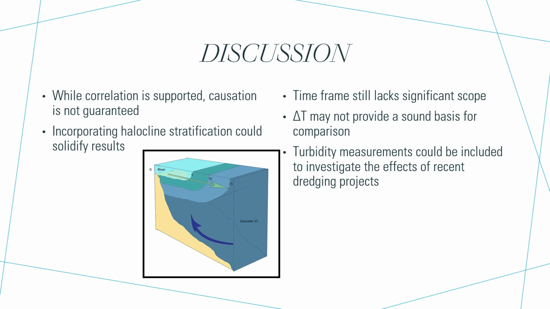The delta T analog for thermocline stratification may not be scientifically sound, which would invalidate these results. The halocline is another important facet to consider for support, and incorporating turbidity measurements could allow these results to be used for analysis of the effects of dredging projects near the marina.